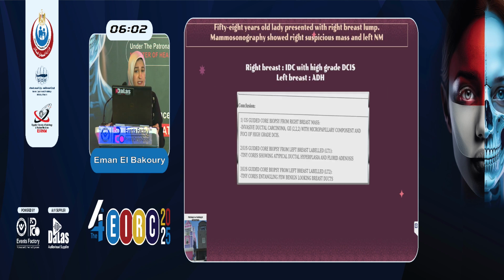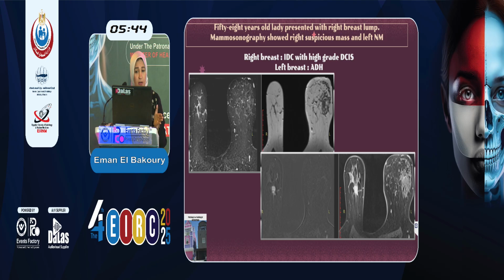Next is a 58-year-old lady. She presented with a right breast lump, and the mammogram and ultrasound showed bilateral suspicious findings, a mass on the right and a non-mass on the left. The right biopsy showed infiltrating ductal carcinoma, and the left showed an ADH. Of course, these are bilateral suspicious findings, so we have to shift to MRI to evaluate this patient, in which the upper central right breast spiculated mass had been detected. However, in the left, we didn't pick up any enhancement regarding the alleged non-mass present in the left breast.